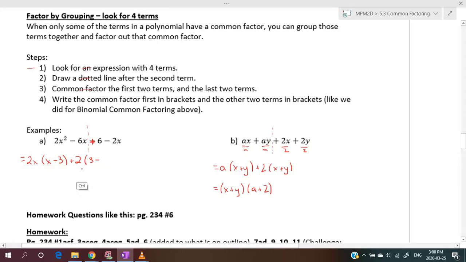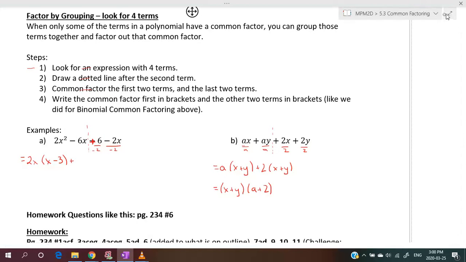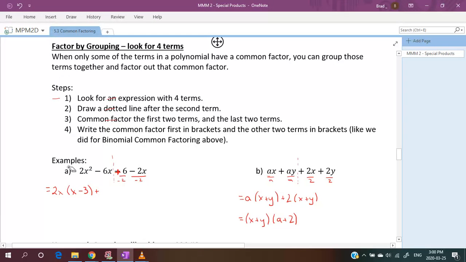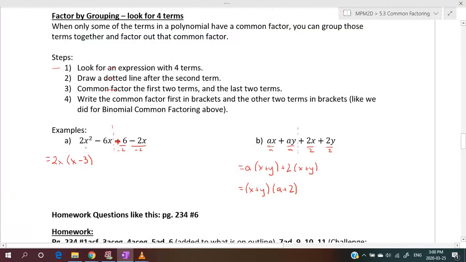So what I'm going to do to fix that is, instead of factoring out 2, I'm actually going to factor out negative 2. So I can divide both of these terms by a negative 2, and that should solve my problem. Okay, so I'm going to factor out a negative 2, and I'll be left with a negative 3 and a positive x, which looks different, but if you think about it, you reorder those, they're actually the same thing. Negative 3 plus x is the same as x minus 3.